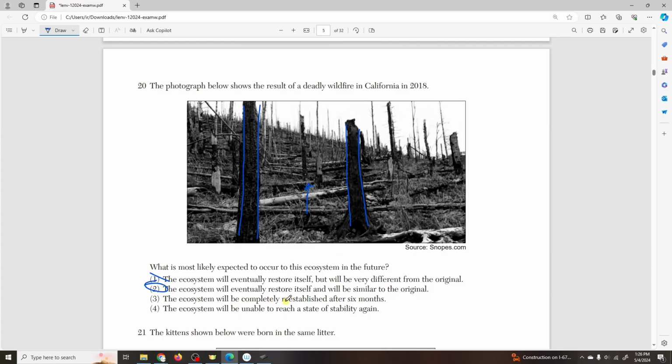The ecosystem will be completely reestablished after 6 months. You can't know that it's going to be established after 6 months, and the ecosystem will be unable to reach a state of stability again. You also don't know that. That's not guaranteed. What you do know is that you had a forest environment. You had an environment that could support a forest before the fire. Then the fire killed all the forest. But guess what? It didn't kill the environment. The environment is still there. It's still suitable to grow a forest. You just need to replant those trees.